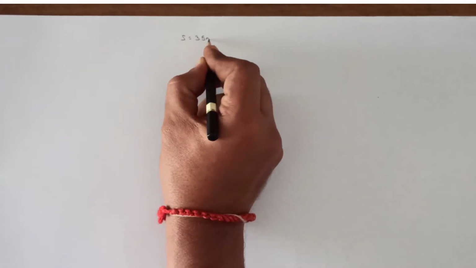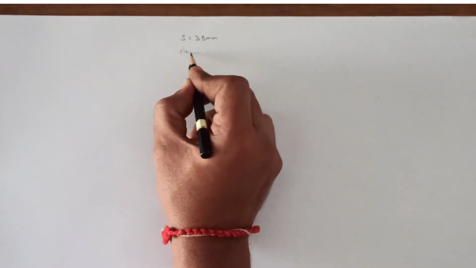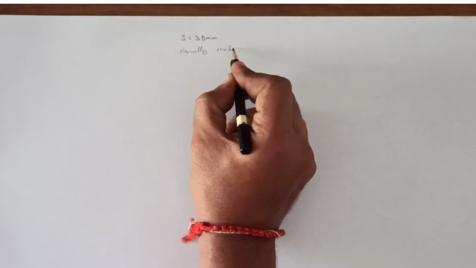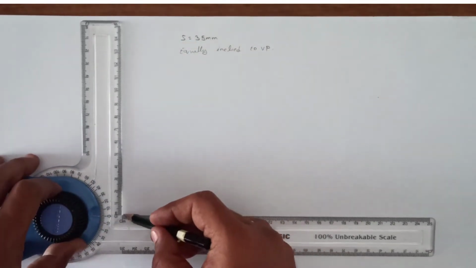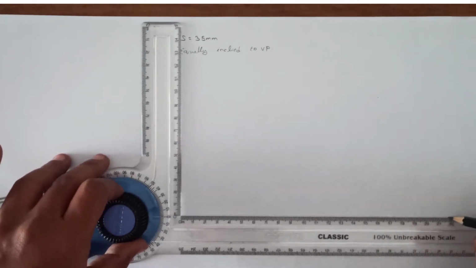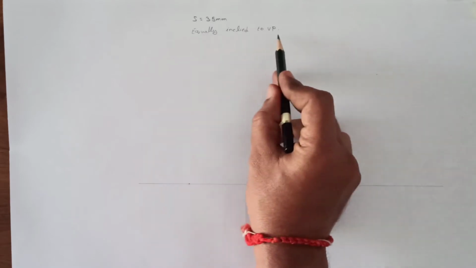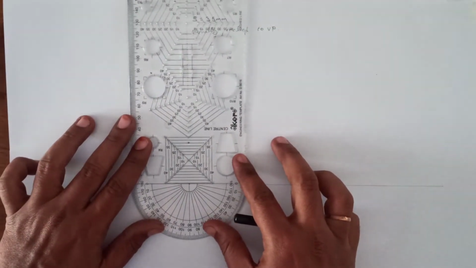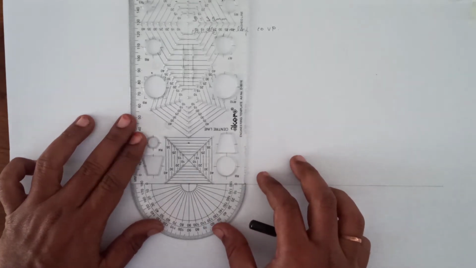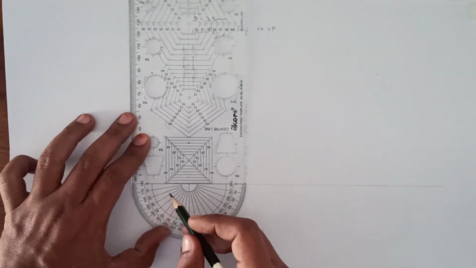First, let us take the given data in the problem, that is the side is of 35 mm and it is equally inclined to VP. Then first draw the reference line. Above the reference line, as usual, it will be the vertical plane, and below the reference line it will be the horizontal plane. We know that the angle between the two sides of a square is 90 degree, and in the problem it is given equally inclined.